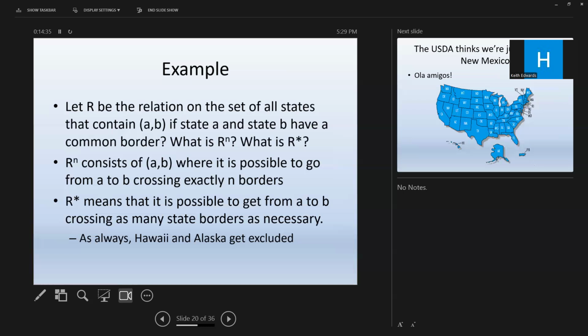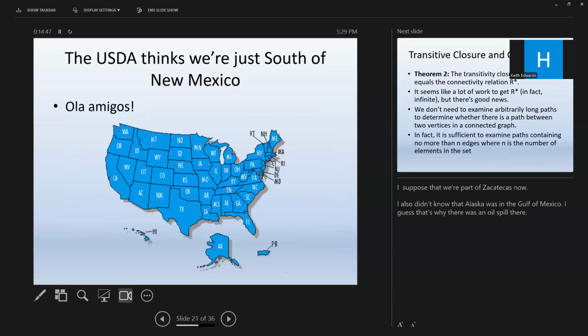And as always, Hawaii and Alaska get excluded from this conversation, as does Puerto Rico. Puerto Rico is not a state, but they're part of the family. And of course you get these crazy maps of the mainland where they don't know where to put Hawaii, Alaska, and Puerto Rico. I think Puerto Rico is probably correctly positioned. Alaska is definitely not, and it looks like Hawaii has become part of Mexico now. So, hola.